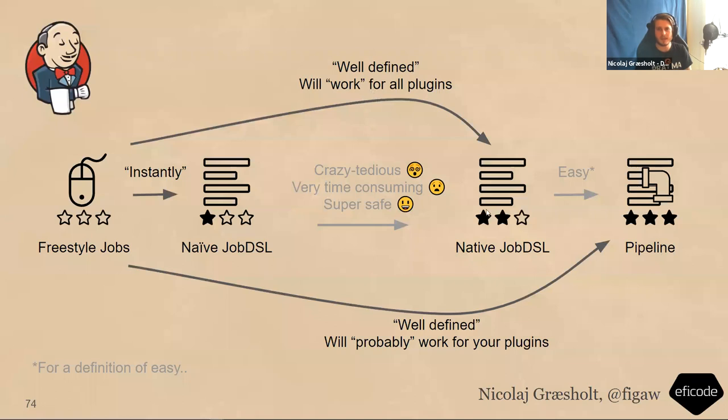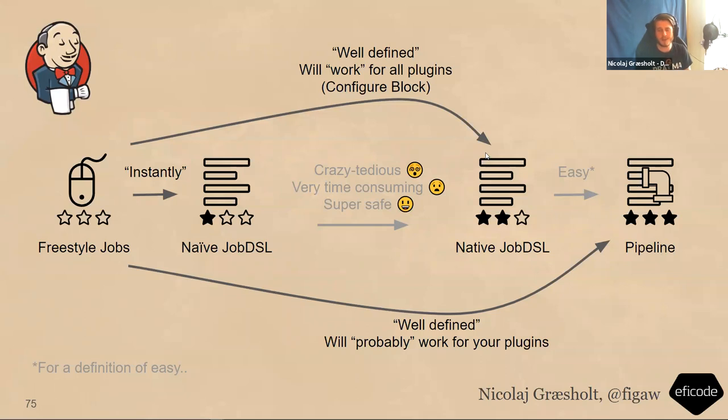And native JobDSL, it's well-defined. It'll work for all plugins. Pipeline is well-defined, and it'll probably work for your plugins. I just want to elaborate on that. It's going to work for all your plugins with native JobDSL because of the configure block. Because the configure block can interact directly with the XML. If the authors of the plugins haven't created the DSL, then you can just write the XML directly and configure the job. And you can get inspired by what XML you should write by looking in the config XML of a job you've clicked. It's tedious, it's hard, but it's nice to know that you can do it. So you can get everything as code.